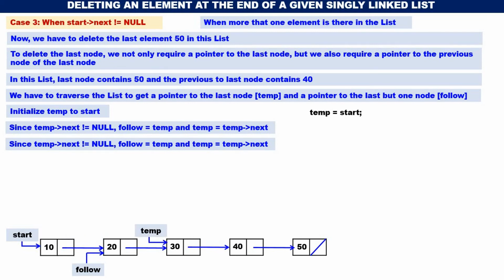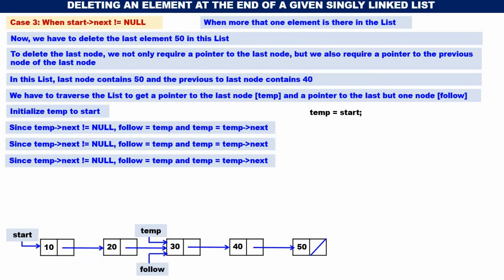Yes. Now, again, temp is containing the address of the node 30. What is temp of next? Is it equal to null? No, temp of next is not equal to null. Temp of next is containing the address of the node 40. It is not null. Therefore, since temp of next is not equal to null, follow should come to temp and temp is equal to temp of next. Yes, follow will come to temp. Yes, temp is equal to temp of next.